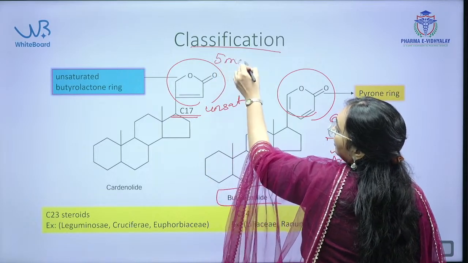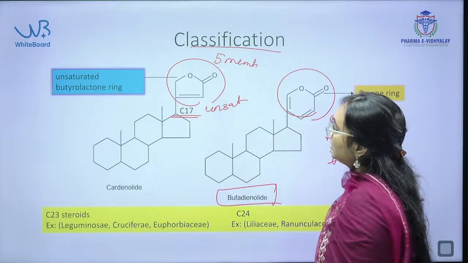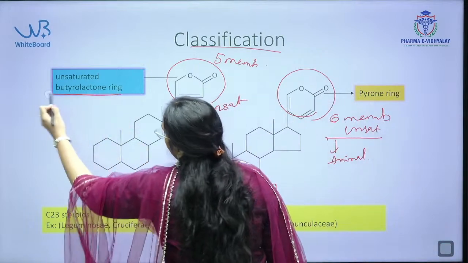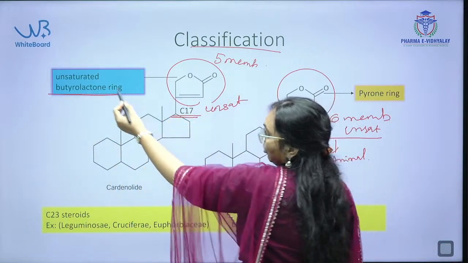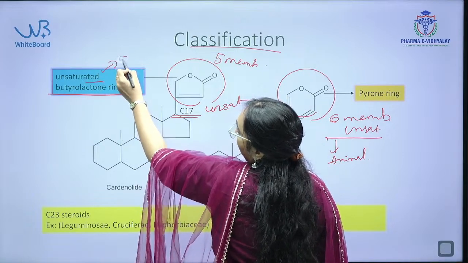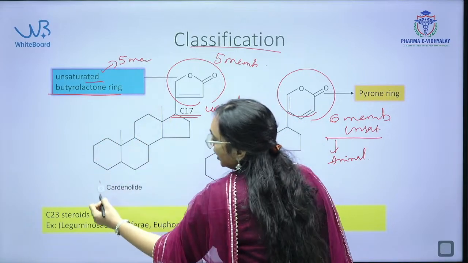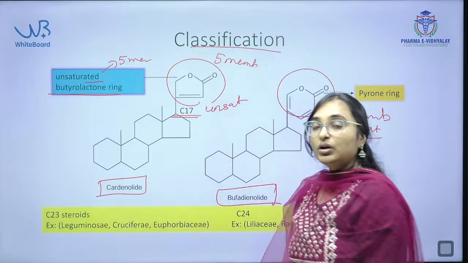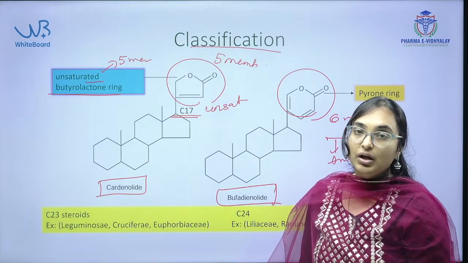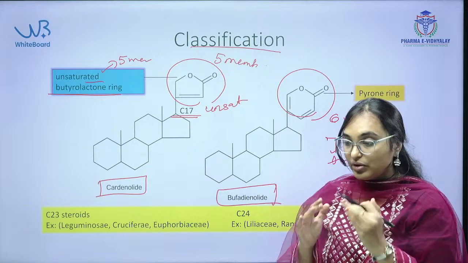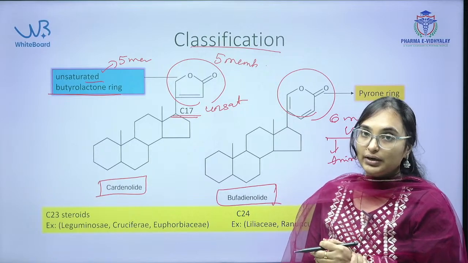The 5-membered unsaturated one is called the butyrolactone ring. This butyrolactone ring, which is unsaturated and 5-membered, is called cardinolide. So, which of the following is true about cardinolide?